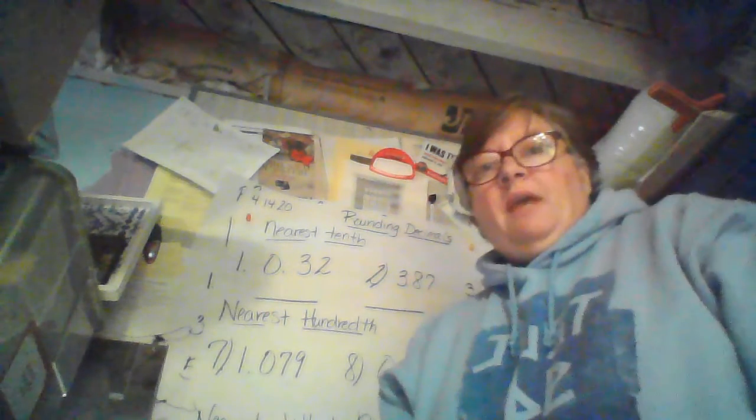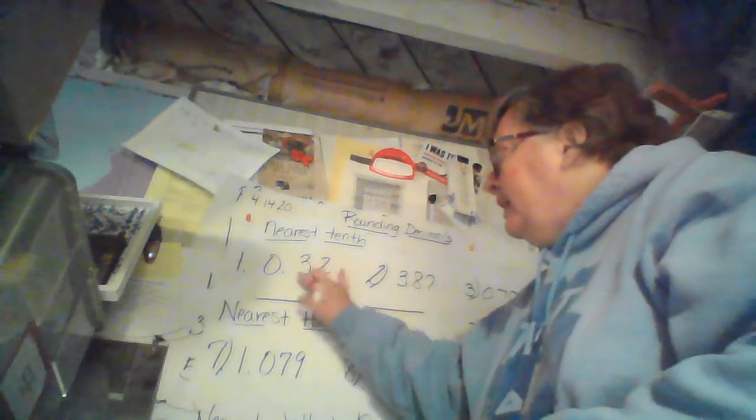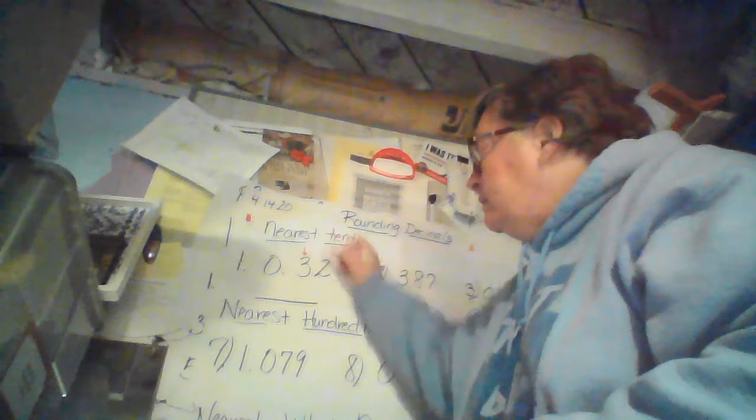The second lesson in math that we're going to do is rounding decimals. The first ones we're going to do are rounding to the nearest tenth. So I'm going to underline because the tenth is right here, and that's the one we're rounding to.